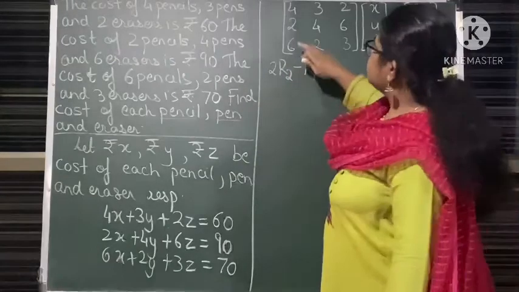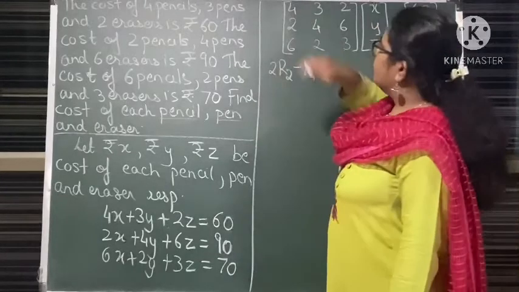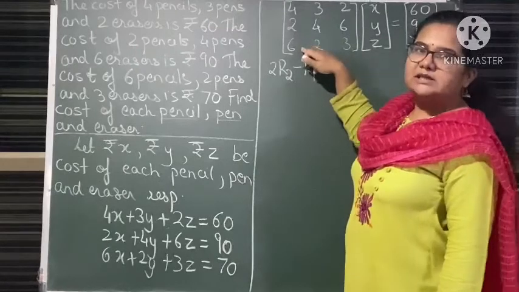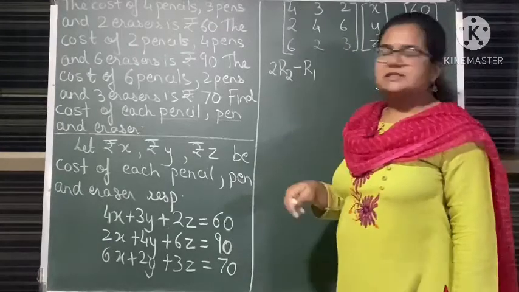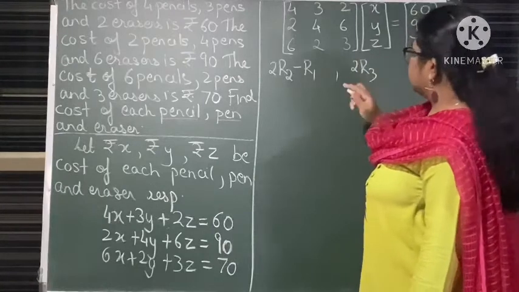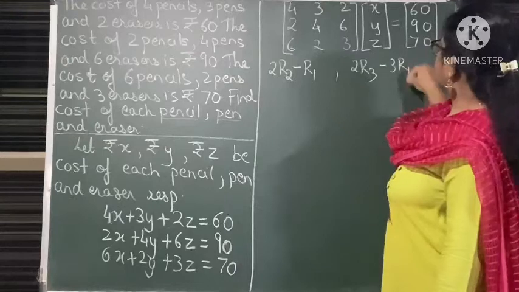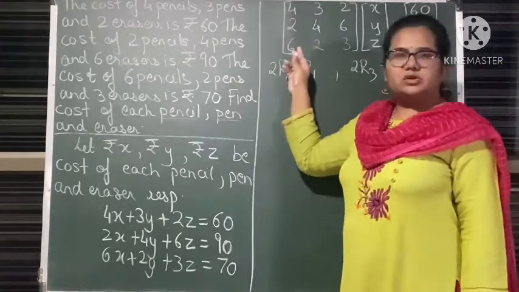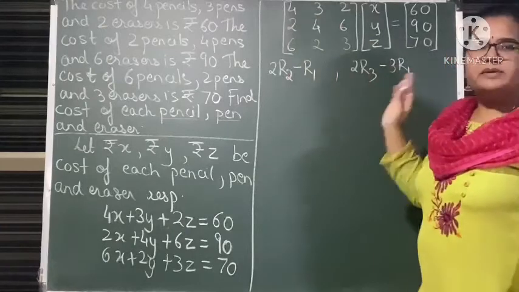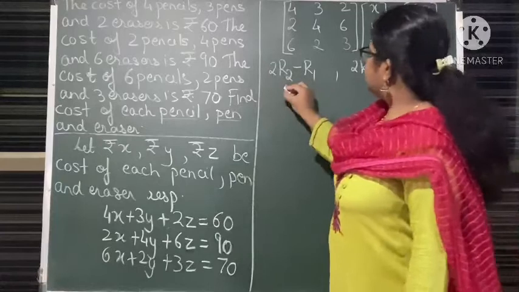Now simultaneously we will try to make this element also 0. 6 and 4. Now what is the common element here? We can use 12. 6 2s are 12 and 4 3s are 12. So what will be my operation? 2 into R3 minus 3 into R1. Because 12 is there in both the tables. 6 2s are 12 and 4 3s are 12. 12 minus 12, I will get this element 0.